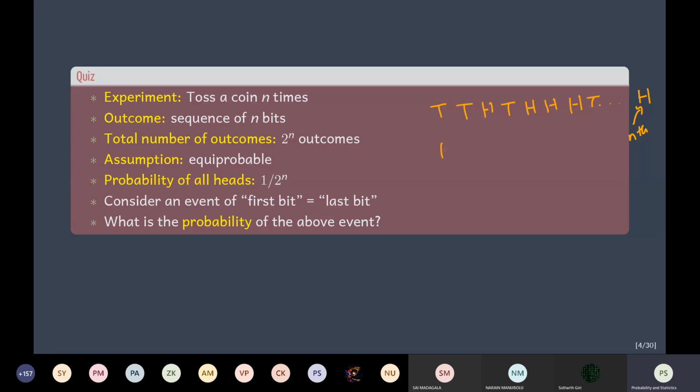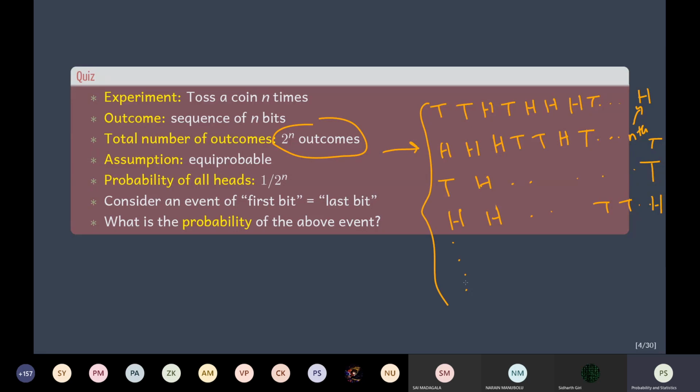This is your n-th bit in the sequence. And another case could be like head, head, head, tail, tail, head, tail, so on, and you end up with, let us say, tail. Another possibility would be tail, head, and so on, and let us say you end up with the tail, and another possibility could be head, head, tail, tail, and then let us say you end up with head, and so on. So there will be so many ways you can do. In fact, there are like 2 to the n outcomes.